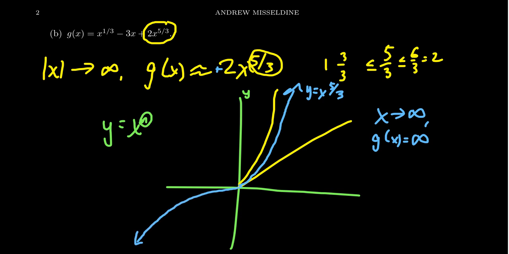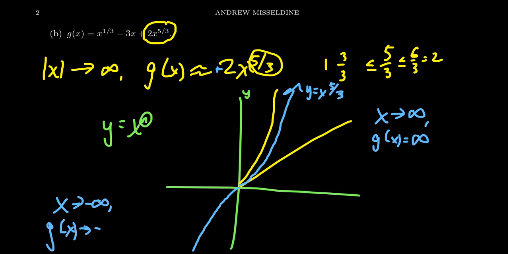Again, the exact steepness, we don't have to worry about. This will be an odd function, right? If you put in -1, it'll stick out a -1. So it should be symmetric with respect to the origin. And so we see that as x approaches negative infinity, g of x will approach negative infinity as well.